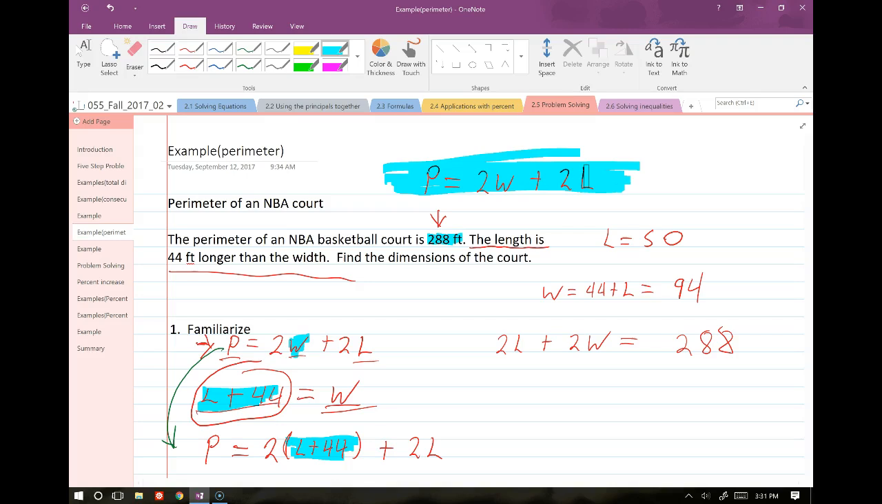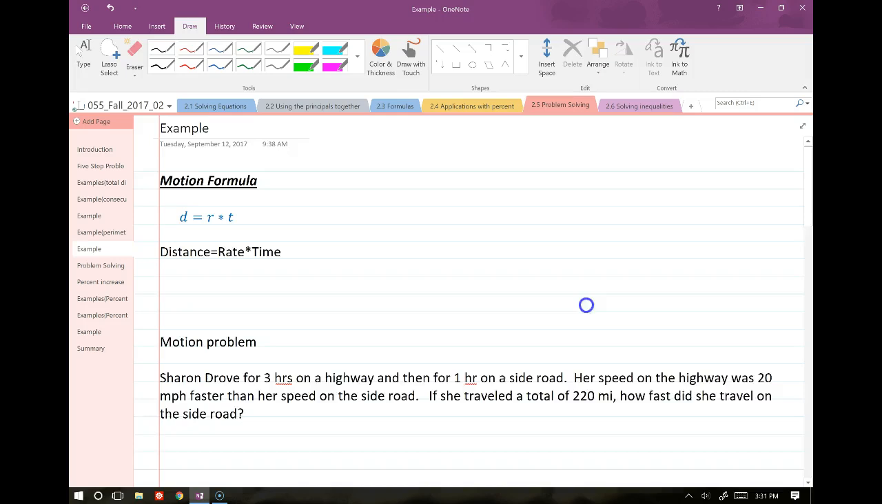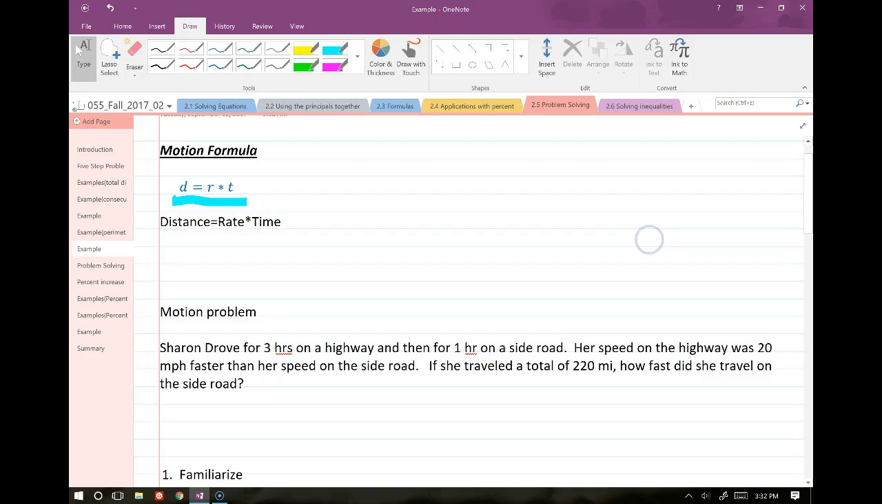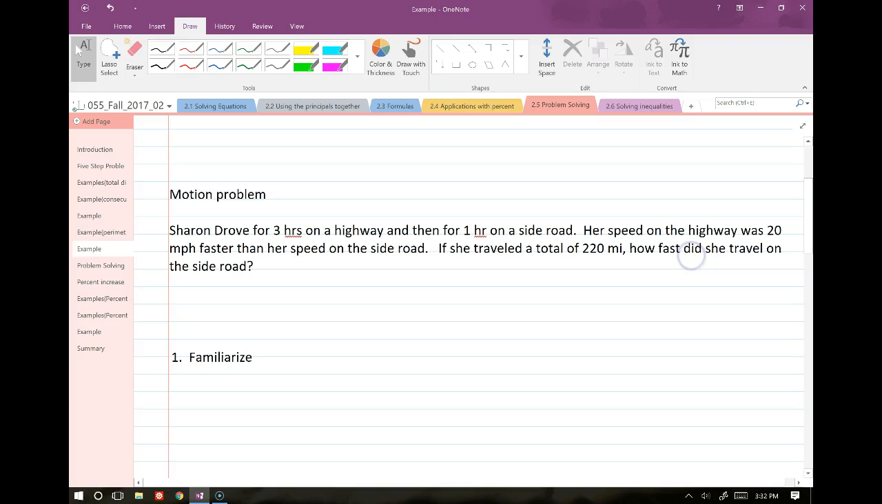All right, let's go on to a different type of problem, the motion problem. Most formulas to do with motion use this simple principle: D equals R times T. It says distance is equal to the rate traveled times the time traveled at that rate. This is the basic distance formula that you should think of whenever you run into a distance problem. So let's do a motion problem right now.